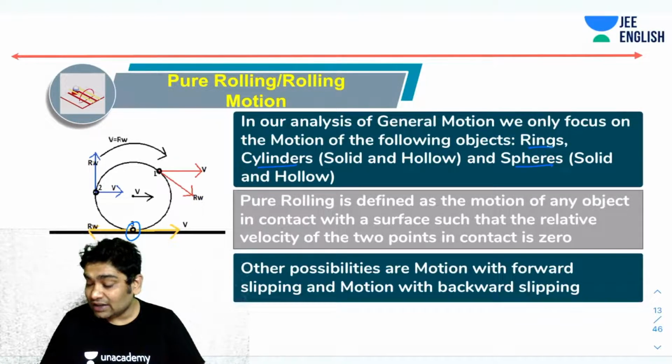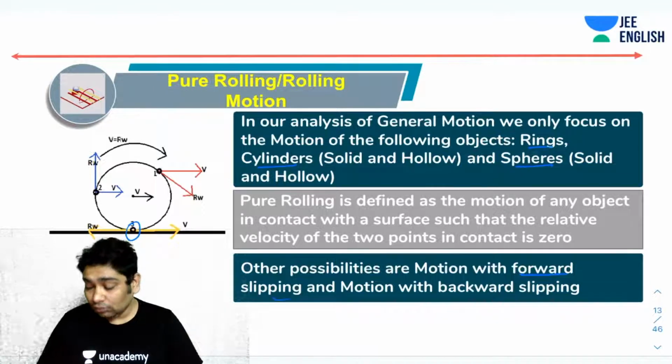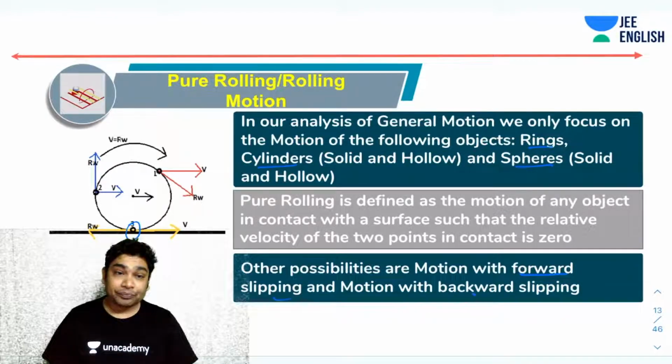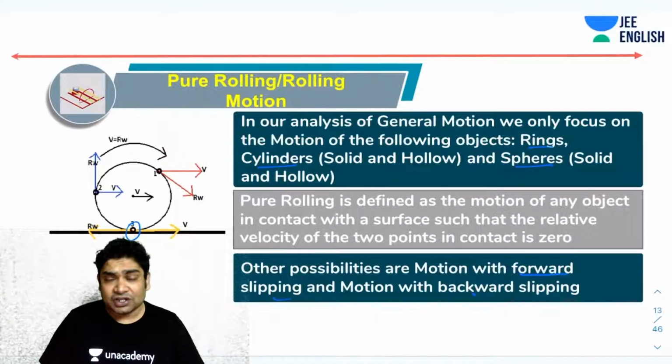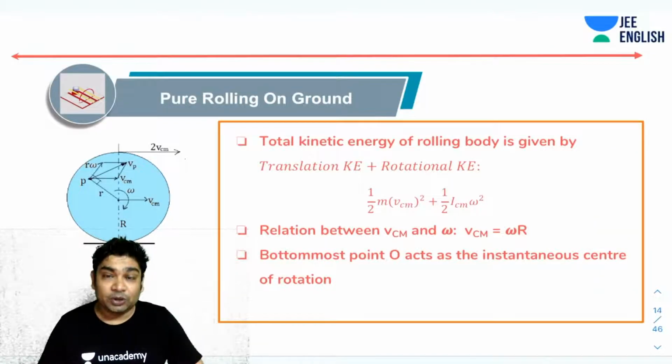We also realized that there were two other possibilities, which were motion with forward slipping and motion with backward slipping. We also discussed the conditions of these, and I hope you remember those.